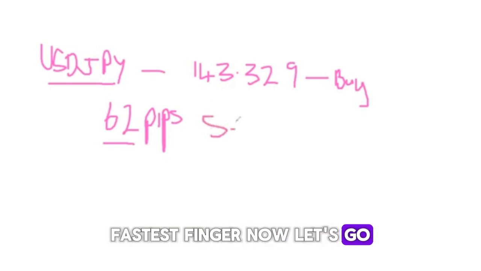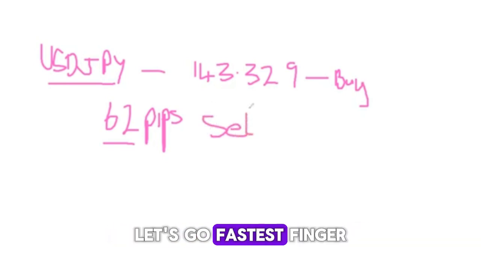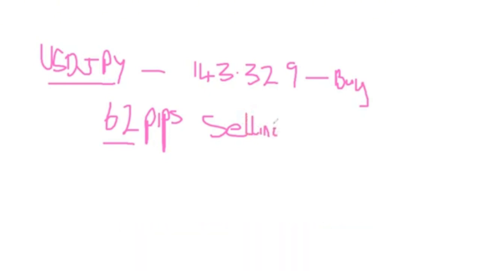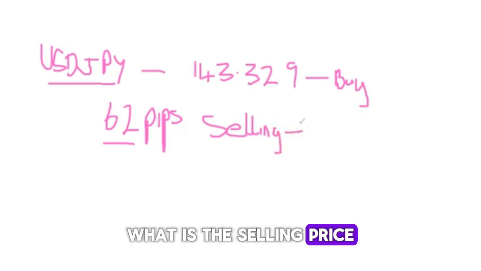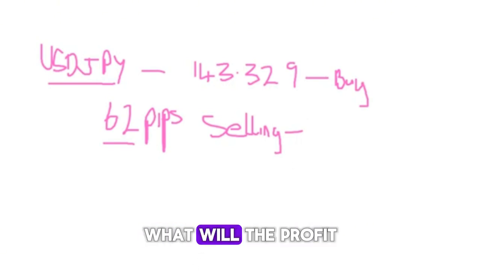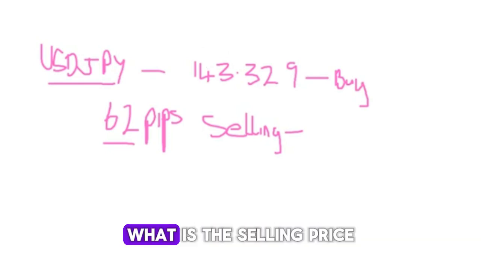Fastest finger now. Let's go. Selling price will be what? We bought at 143.329 and we sold and made 62 pips profit. What is the selling price?